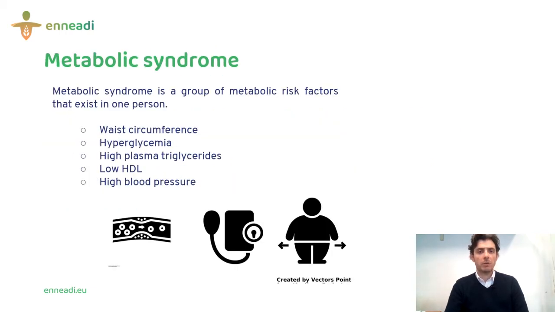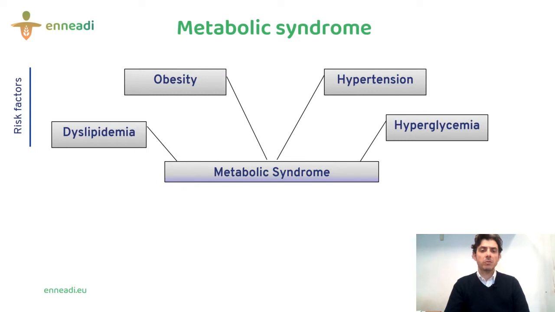The first condition we are going to present is called metabolic syndrome. It is represented by a group of metabolic risk factors that exist in one person at the same time. Risk factors that can lead to the metabolic syndrome condition are waist circumference, hyperglycemia, high blood triglycerides, low blood HDL, the good cholesterol, and high blood pressure. When these risk factors are present in a person at the same time, the subject is suffering metabolic syndrome.